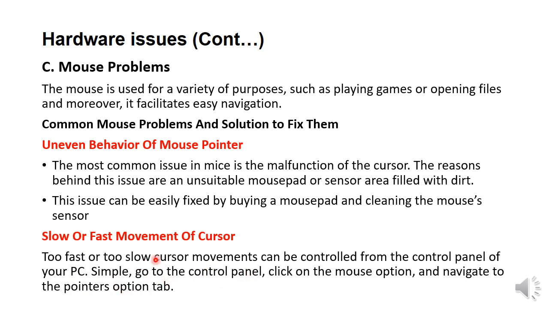So you can open control panel, click on the mouse option and navigate to the pointers option tab. So you can reduce the speed. If the mouse cursor is too fast, you can reduce the speed of the mouse cursor. If the mouse cursor is too slow, you can also increase the speed.